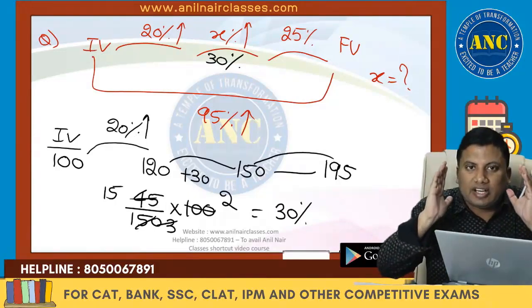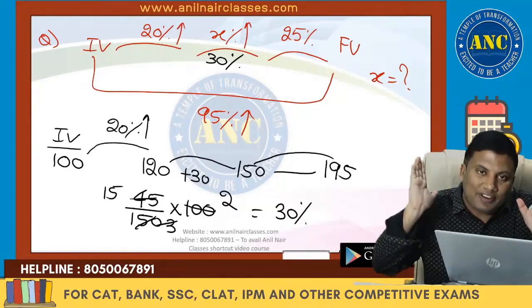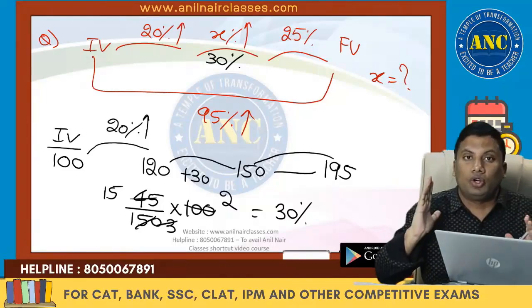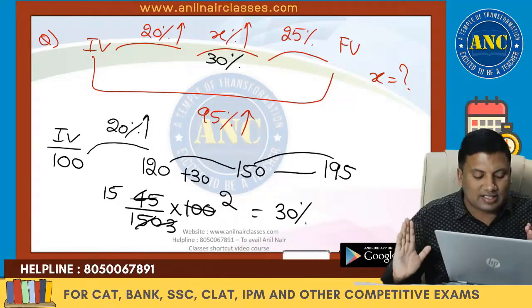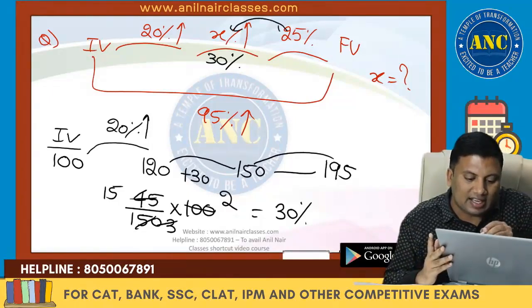If there are percentage changes in between, first take all the values which are known to you. Then take the last value as X. So 25 and X are interchanged.